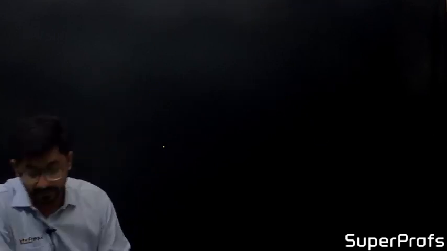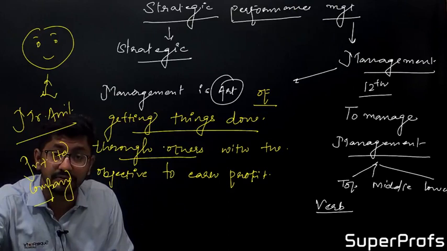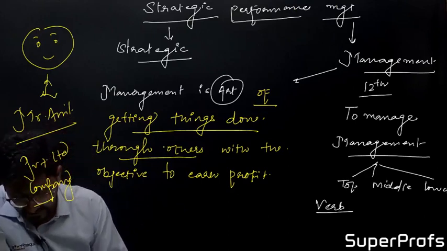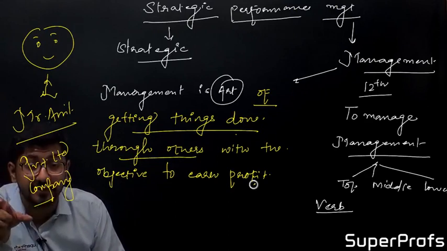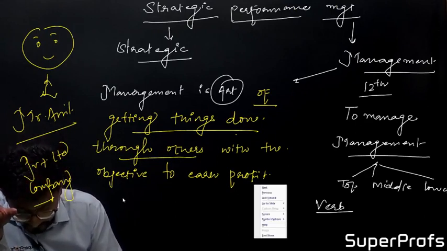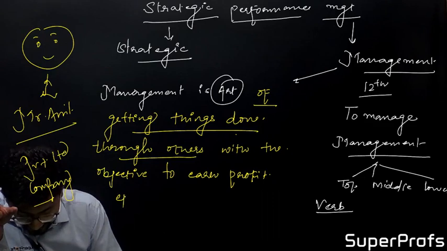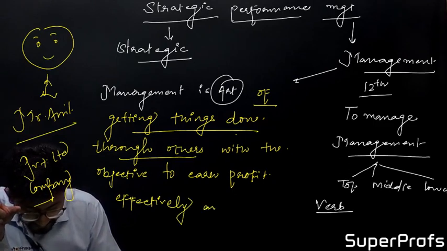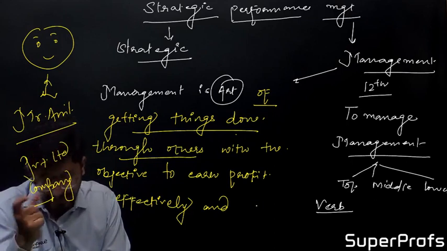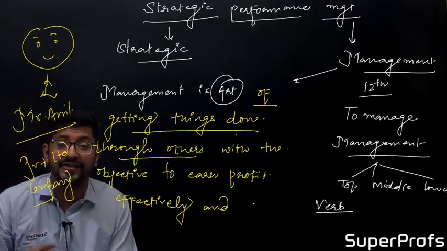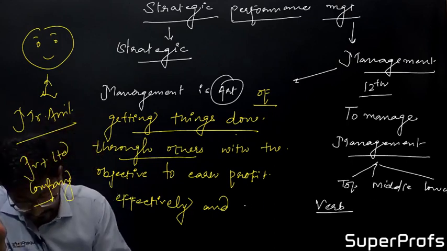Sorry. So the term I discuss here is getting things done with the objective to earn a profit, effectively and efficiently. I will highlight all the words in this management definition. If you practice all the terms in the management definition, then it will be very clear to you.